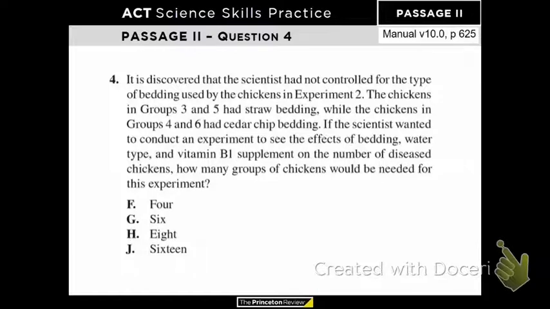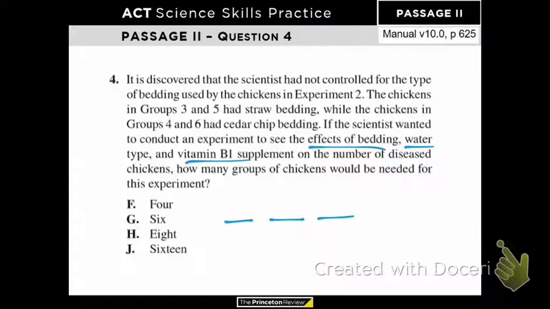This is kind of setting up its own thing and figuring out how many groups we would need. We have 3 different things we're looking at, right? The effects of bedding, the water type, and the vitamin B1 supplement. So this is kind of going back to what we did with the math problems a couple weeks ago with counting up how many options we have. So we have 3 different things that we're looking at, and we need to count up how many different options do we have for each one.